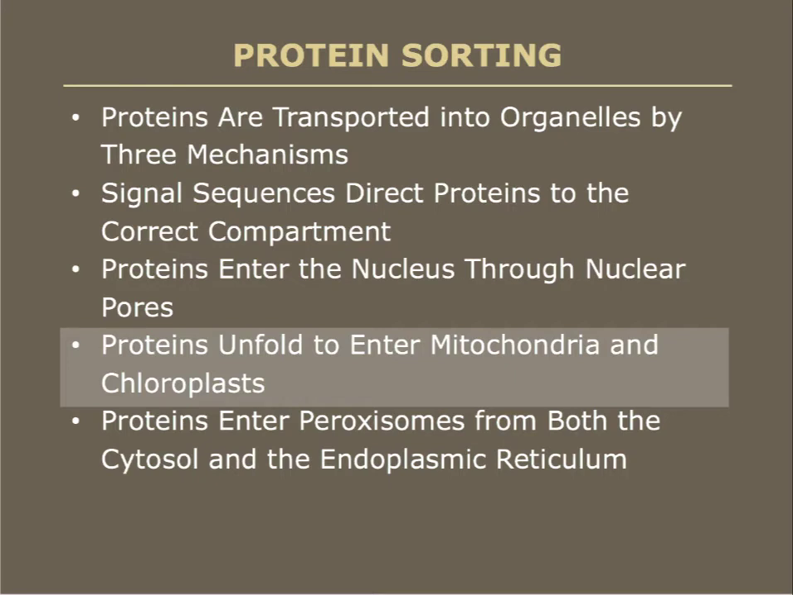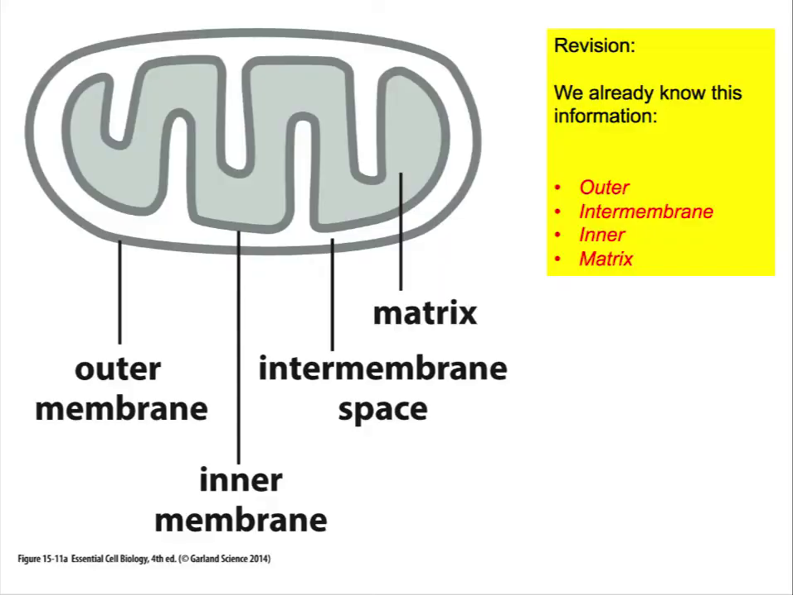Let's look at how proteins enter mitochondria and chloroplasts. So we know from previous information that a mitochondrion has 2 membranes and a chloroplast would have 3. The proteins can be localized to any one of these regions that I mentioned here. So proteins could be embedded in the outer membrane. Proteins could be found in the intermembrane space. Proteins could be embedded in the inner membrane, or proteins could be destined for the matrix.